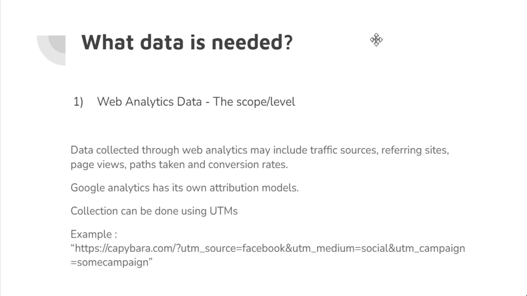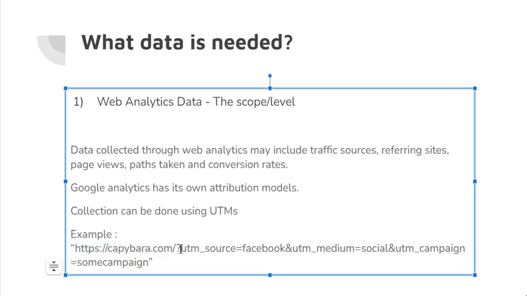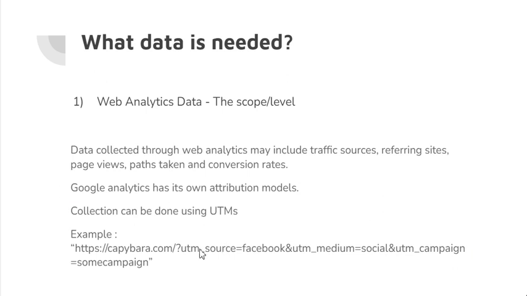For example, data collection can be done using UTMs, right? And UTMs are just parameters in the URL, and they don't change the destination of the URL. As you can see, this is the main URL, and these are the UTMs, and these are just parameters. You can see UTM source equals Facebook, which means the source of this visit is Facebook, the channel of this visit is Facebook, and the medium is social. It could be social, paid search, etc. So in this case, the medium is social, and the campaign is the name of the campaign that you're running.